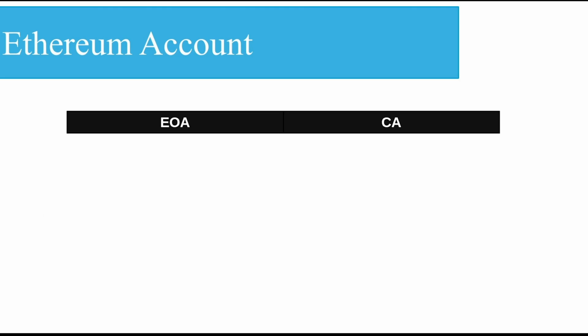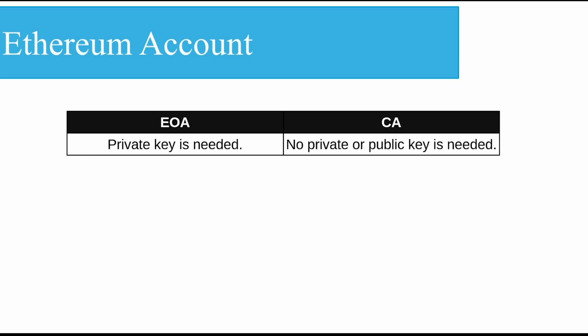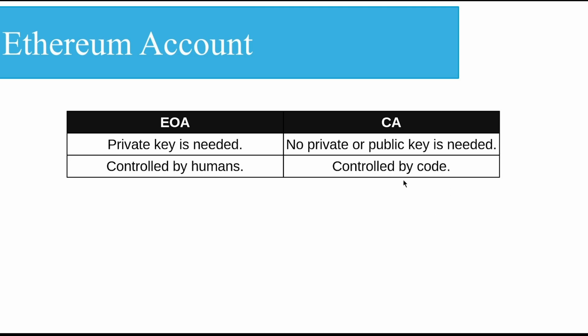So let's see the differences between an externally owned account and a contract account. As we have seen earlier, for an externally owned account, we need a private key to access the wallet. But for our contract account, we do not need any private key or public key to access it. Externally owned accounts are mainly controlled by humans, and that's why we need a private key in the first place. But since contract accounts are mainly controlled by the code of the smart contract, we do not need any private key or public key. The code does everything.